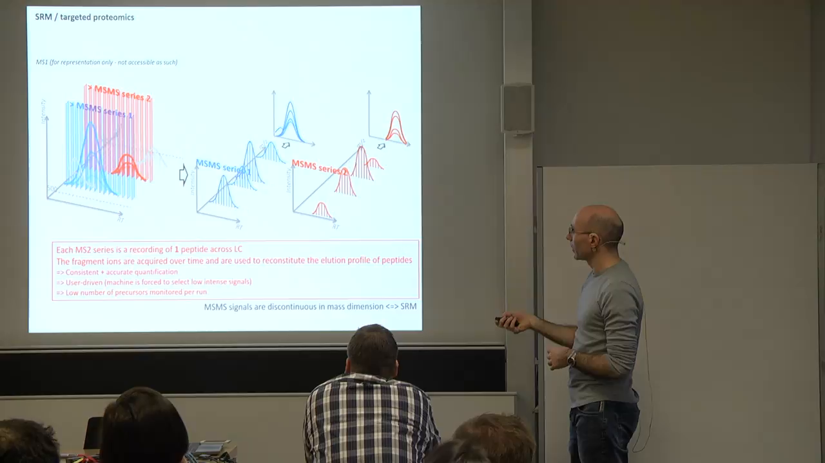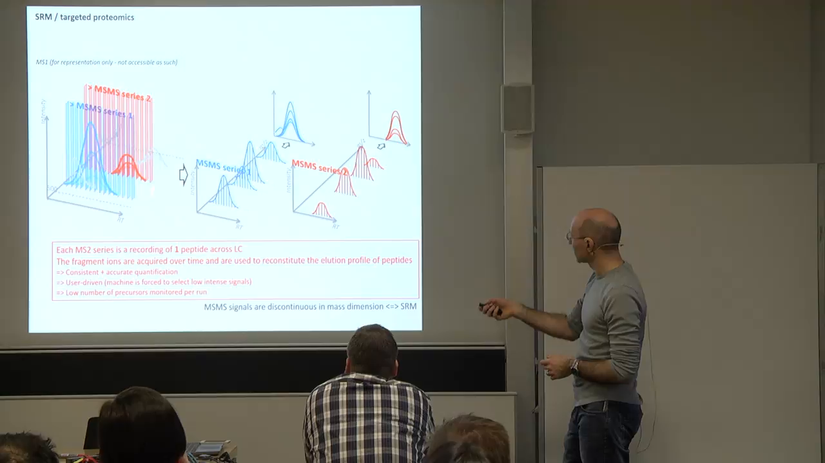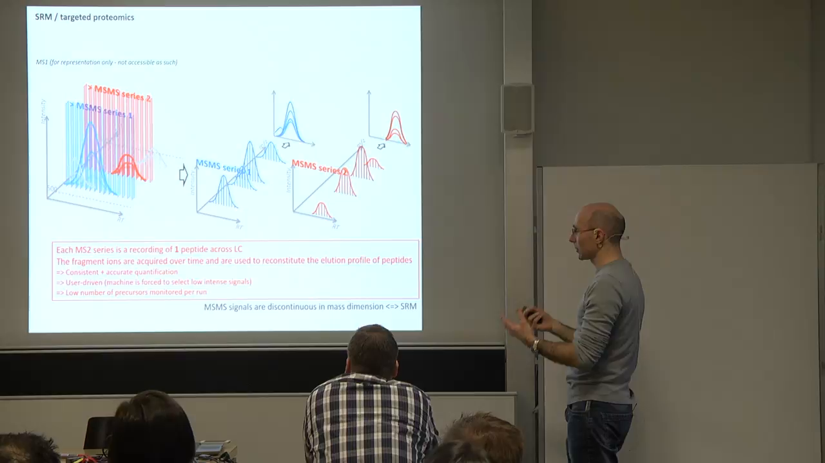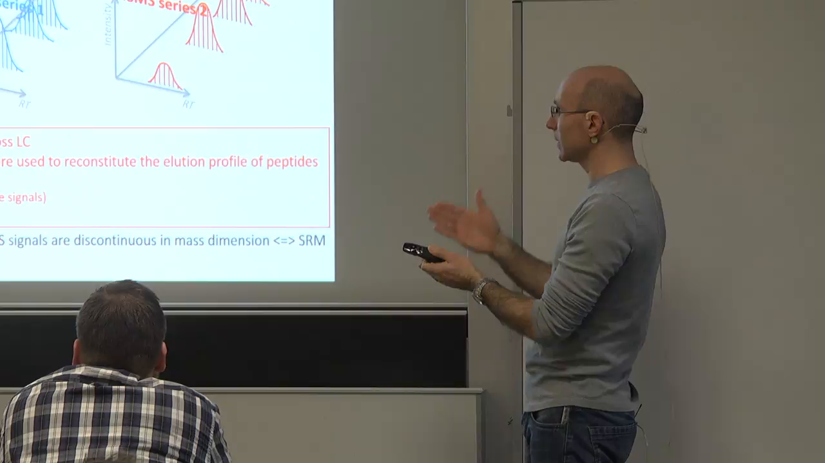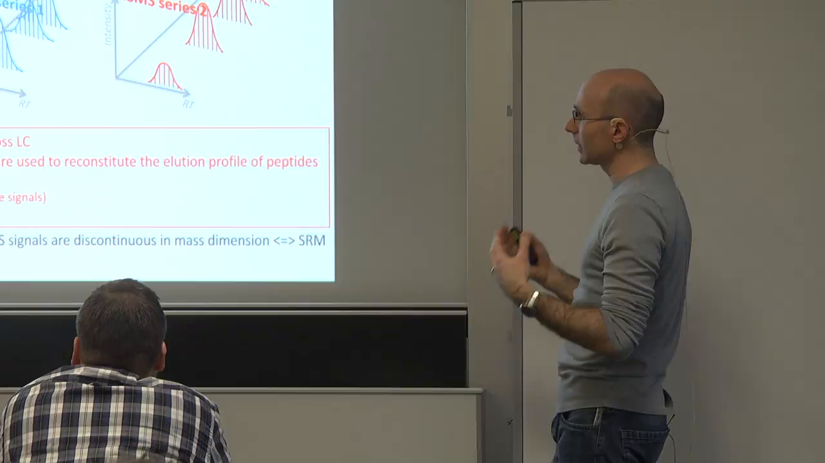Just to summarize, each MSMS series is a recording of one peptide across the time dimension. The fragment ions are acquired over and over and over, and they are used to reconstitute the elution profiles in the chromatographic dimension. You have consistent and accurate quantification. It's very consistent because between different samples you're always forcing it. It's a user-driven acquisition, so the machine is forced to select always the same thing. And unfortunately, the big drawback of that method is that you have a very limited number of precursors you can monitor per run. This is true for SRM, this is true for PRM.